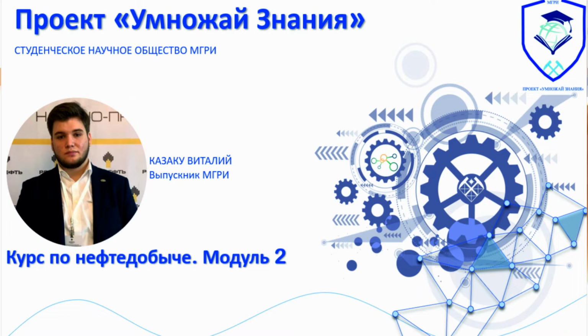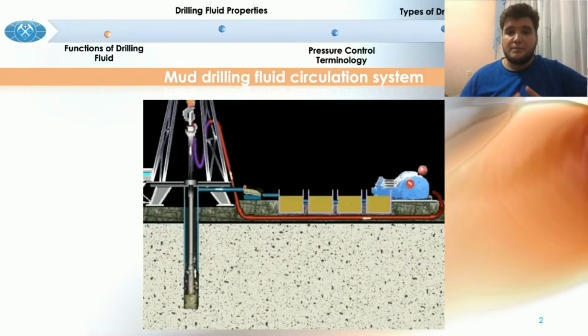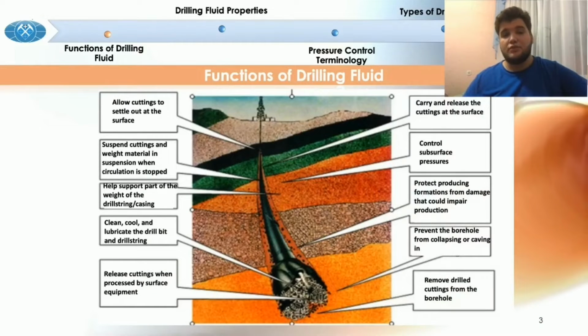The mud drilling fluid circulation system is one of the most important systems used in drilling wells. This system has important functions. Let's talk about it. First is to remove drilling cuttings from the borehole. Second is to release cuttings when processed by surface equipment.